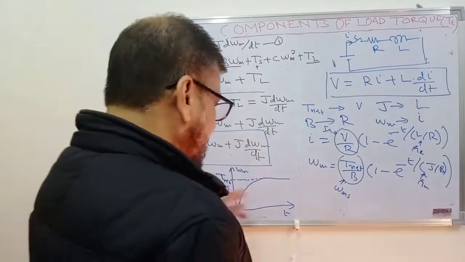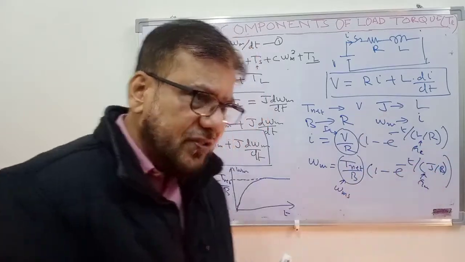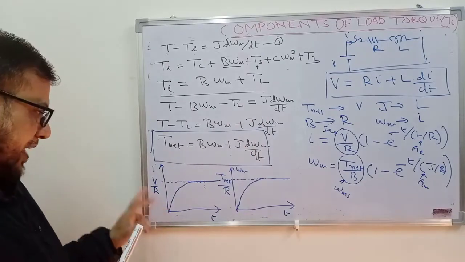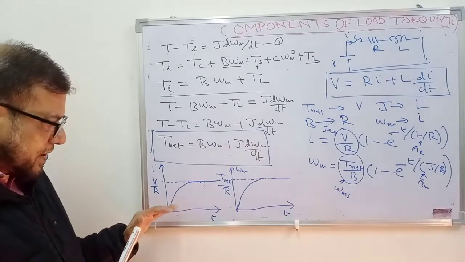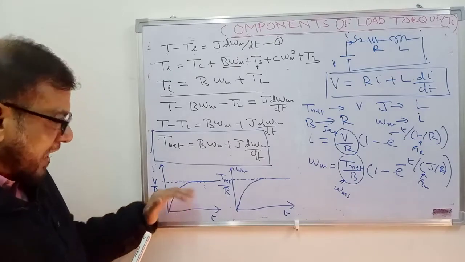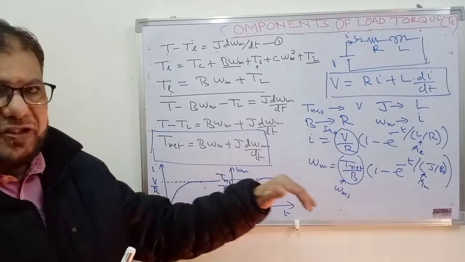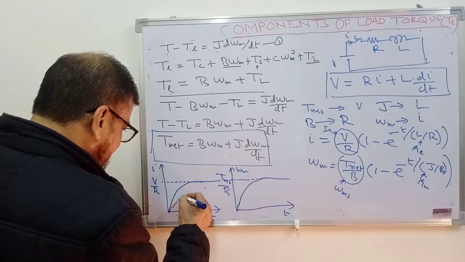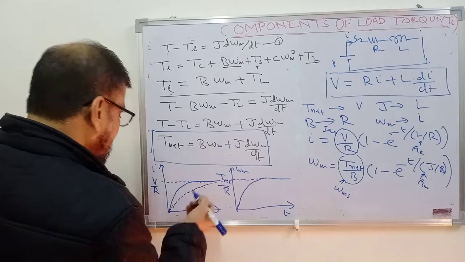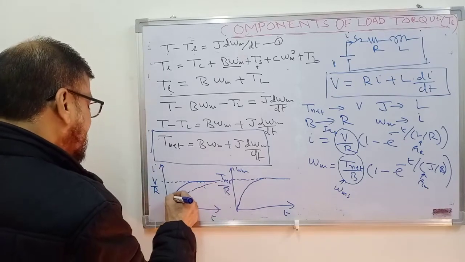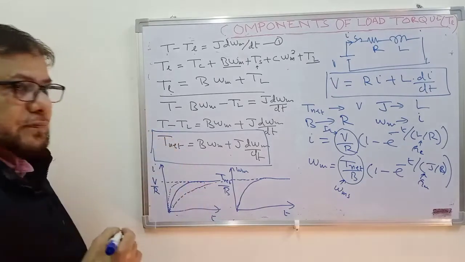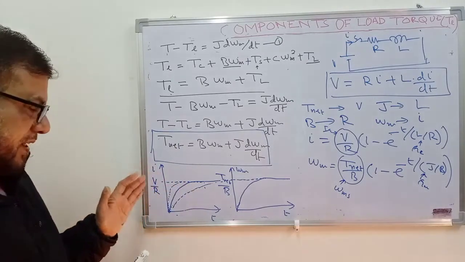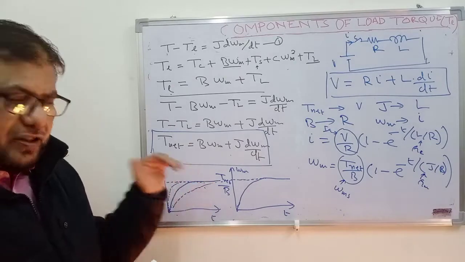So what is this time constant? Time constant indicates how fast the current will rise. The more the value of time constant, the more time will be taken by the current to reach the steady state value. So if the time constant increases, the curve becomes like this. If time constant decreases, it becomes like this. So the lesser the time constant, the lesser the time the current will take to reach the steady state value.